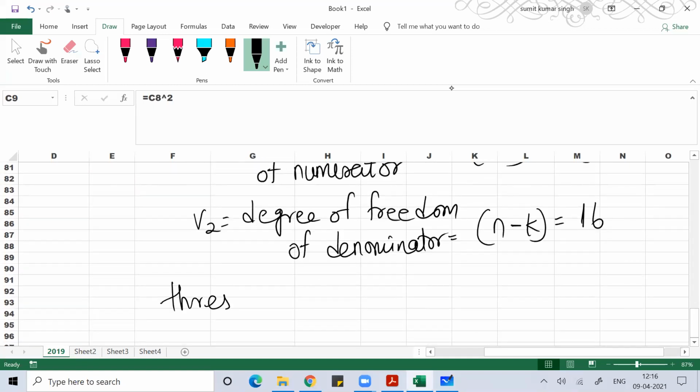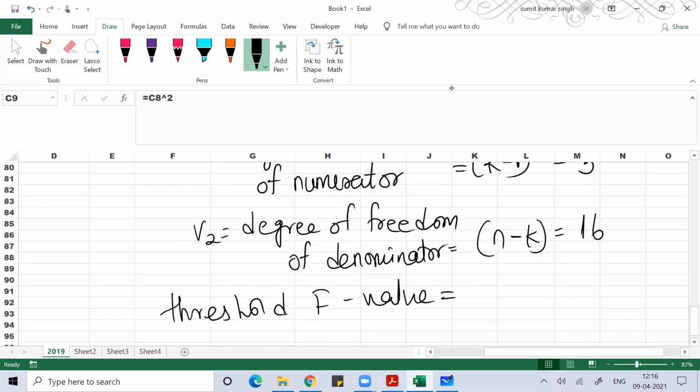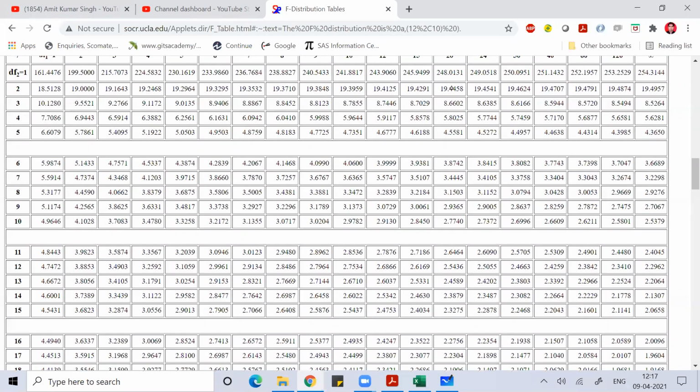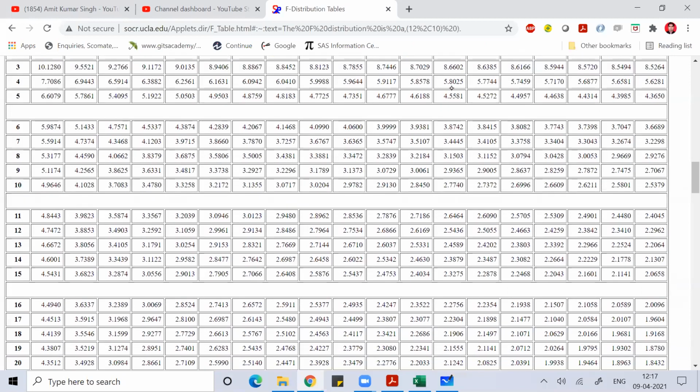So what is your threshold F value? At 5%, I'll look at the table. What you see horizontally is called the numerator, and what you see vertically we call the denominator. So the value here is 3.2389.